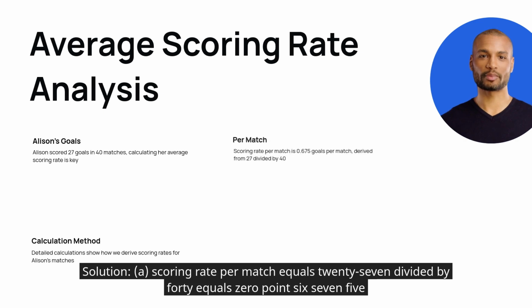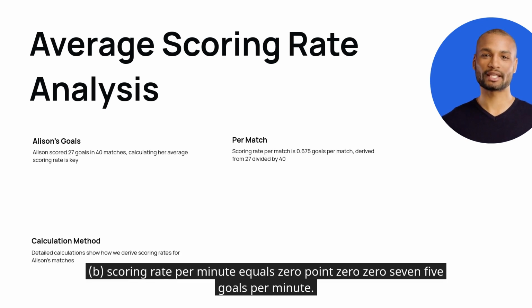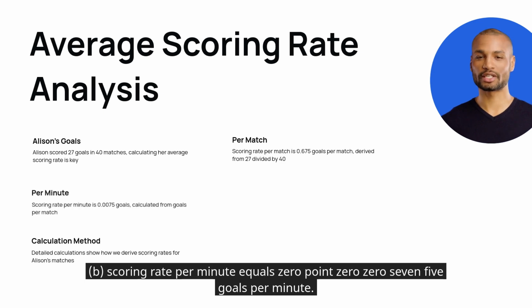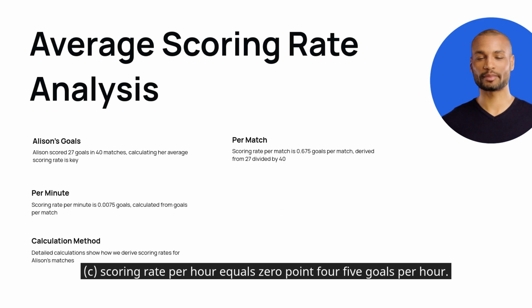A. Scoring rate per match equals 27 divided by 40 equals 0.675 goals per match. B. Scoring rate per minute equals 0.0075 goals per minute. C. Scoring rate per hour equals 0.45 goals per hour.